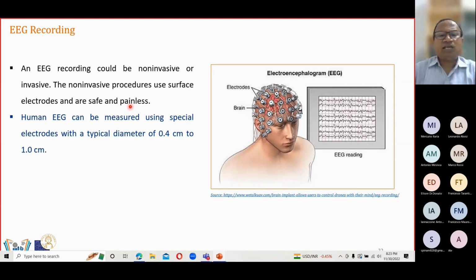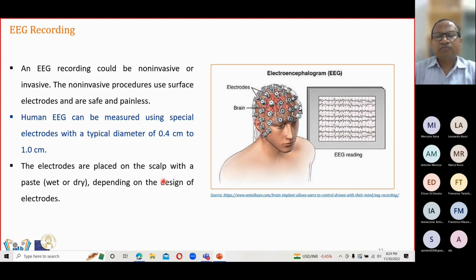Human EEG can be measured using special electrodes with a typical diameter of, what is the diameter of these electrodes? Generally 0.4 centimeter to 1 centimeter, not very wide. It's not very big, maximum 1 centimeter diameter. That kind of electrodes are used to capture signals, where electrodes are placed on the skull with a paste, wet or dry, depending on the design of the electrode. Whether wet paste or dry paste is required, we can decide based on the design of the electrode.